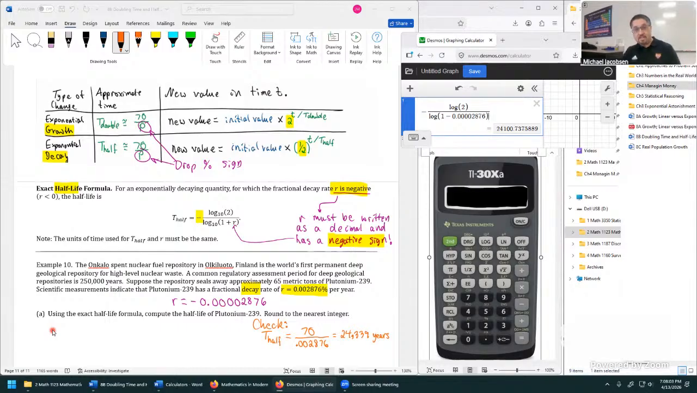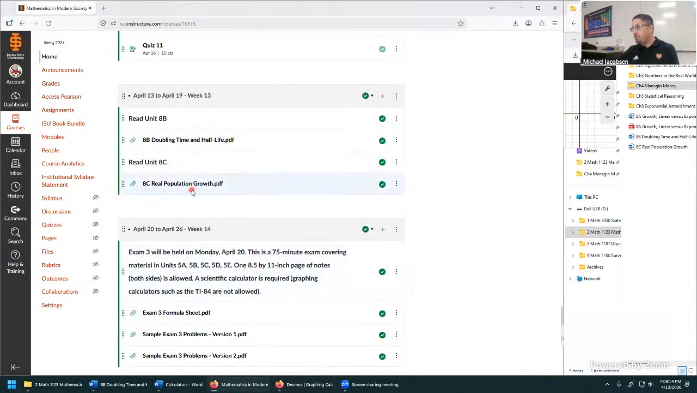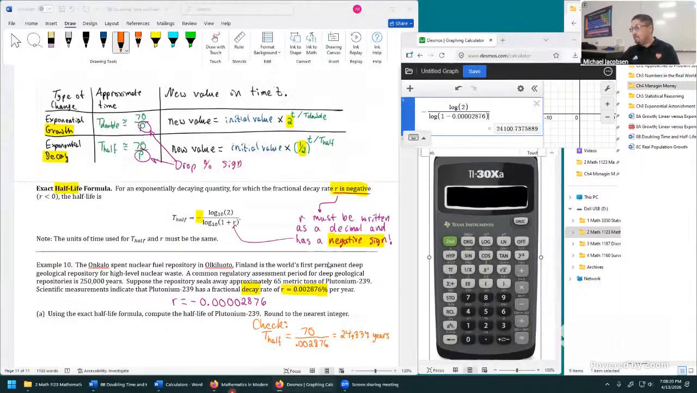Okay, well, this will be the last example of Unit 8A. Unit 8C, we're going to look into the so-called real population growth, but we're really just going to be doing a lot of the same similar things we've been doing in this unit right here.